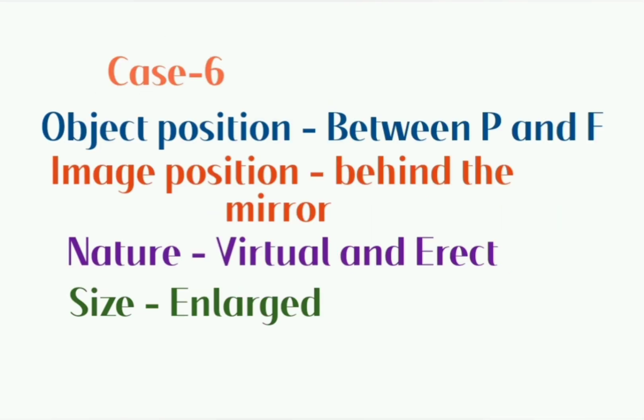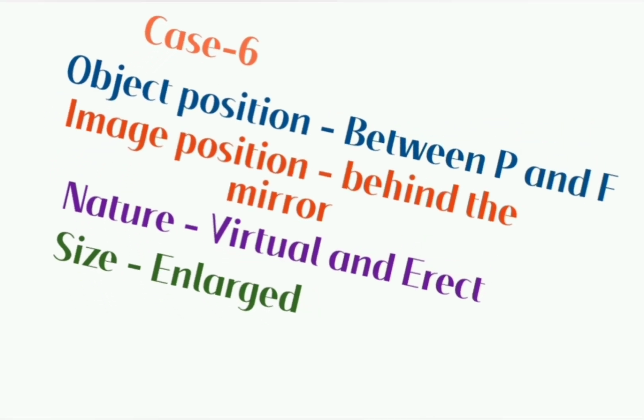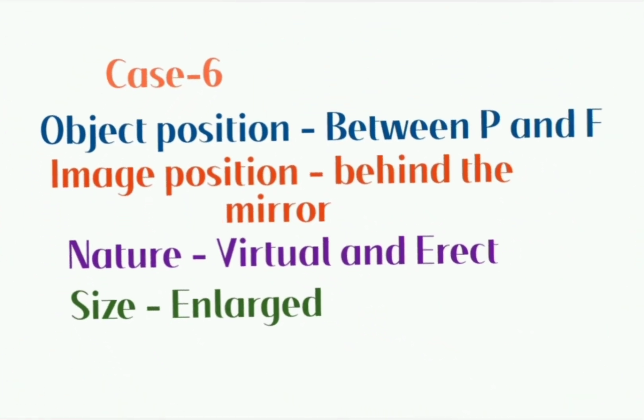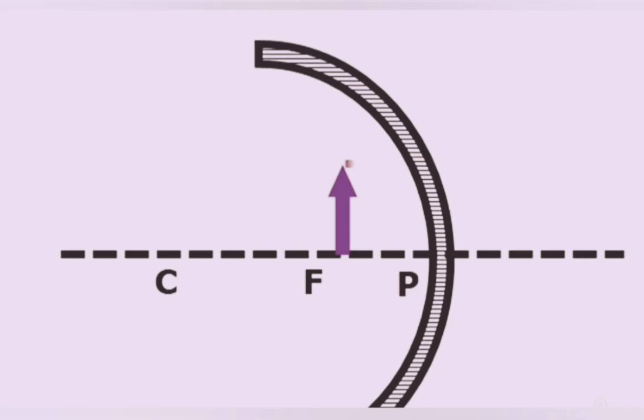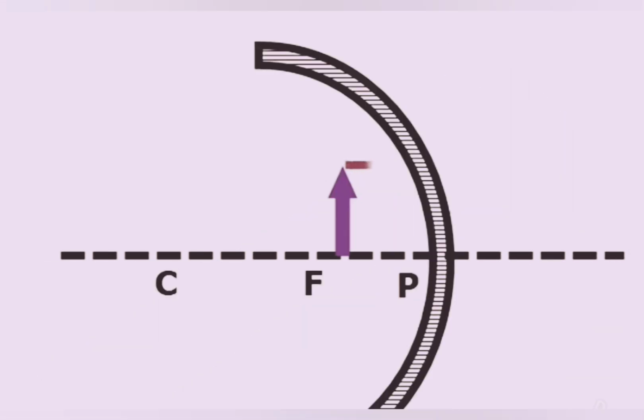In the sixth case, we are keeping the object between pole and focus. So this is a special case. From the first case to the fifth case, the nature of the image is real and inverted. We'll see in the sixth case what kind of image will be produced. To draw this sixth ray diagram, I'm keeping the object between focus and pole. Use the first ray rule. The ray is parallel to the principal axis. After reflection, it passes through the focus.